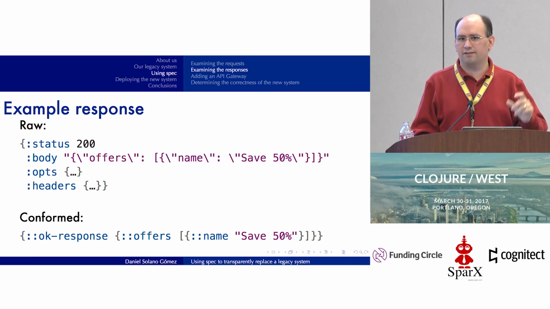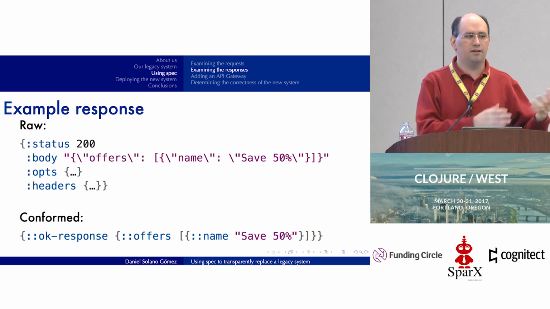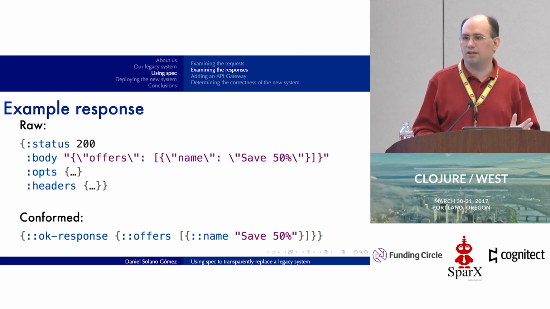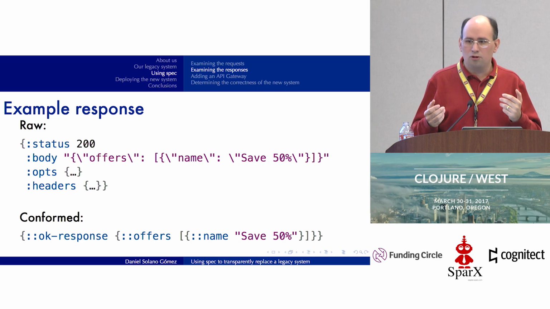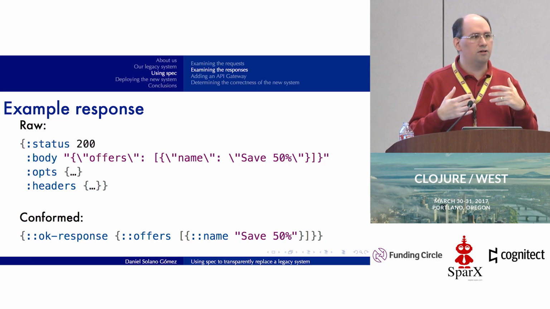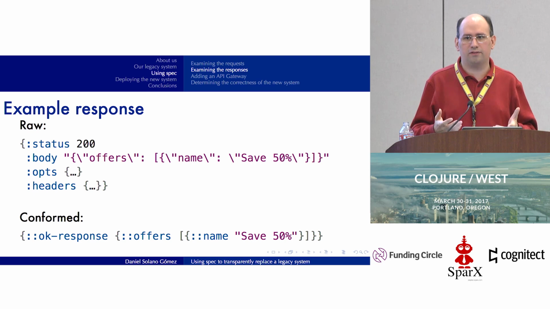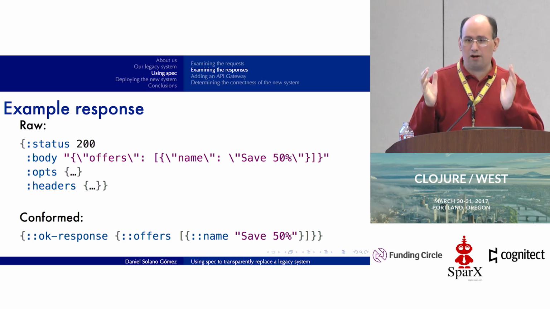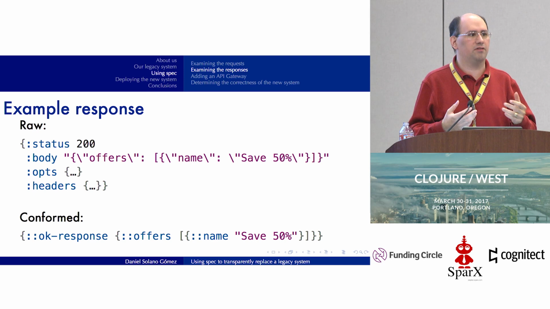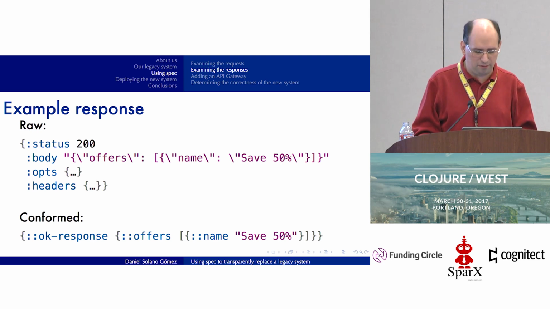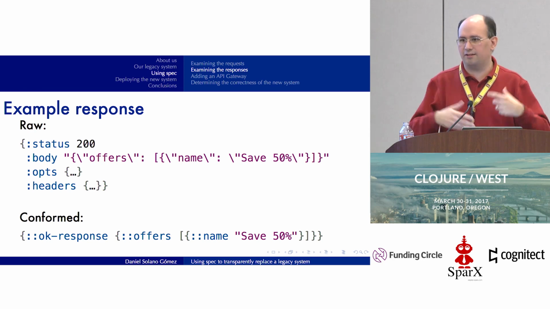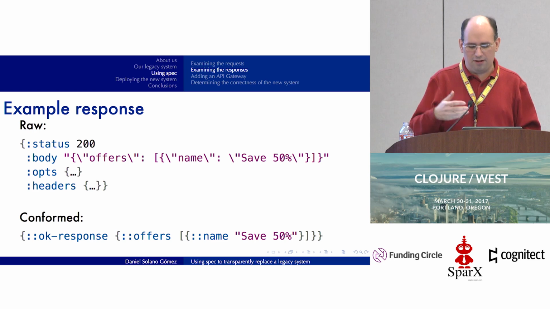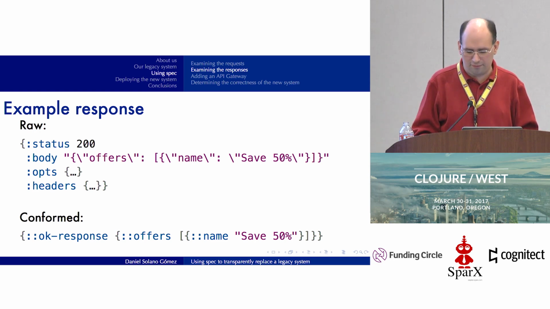What we do care about is the status. If it's 200, that means this is an OK response. If it's something else, it's some other type of response. And the body. The body is just a string, and as we can see, that string contains JSON. When we write the specs for our output, we actually want to parse that JSON into Clojure data structures, and then we can do even more beyond that. As we can see, the conformed result of this response is that it's an OK response, and it has some offers, and each offer just consists of a name.